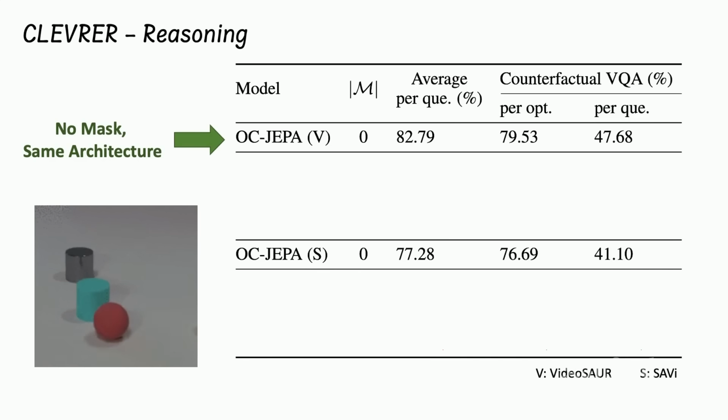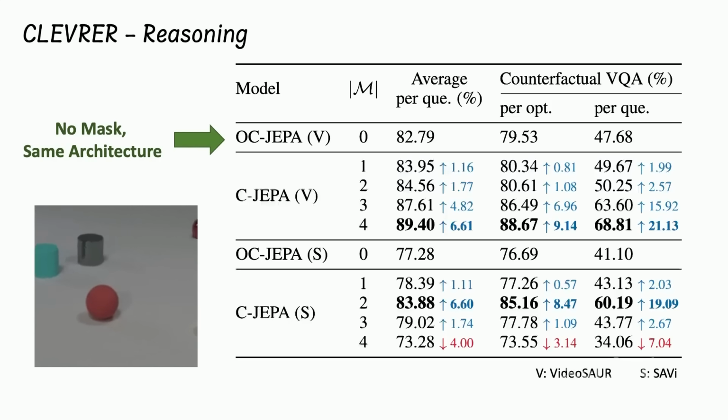So in CLEVRER, we did an experiment with the other existing models as well. But what I want to highlight is the model without masking. What I want to say here is that the performance is not because we use the object-centric representation, but the core is masking, like in the banana example. If you see the CJEPA result, not only is the average accuracy better, you can see there's a clear gain in the counterfactual questions.